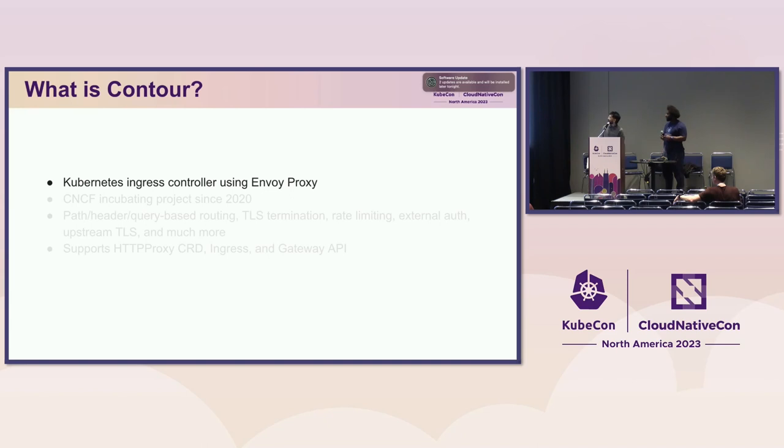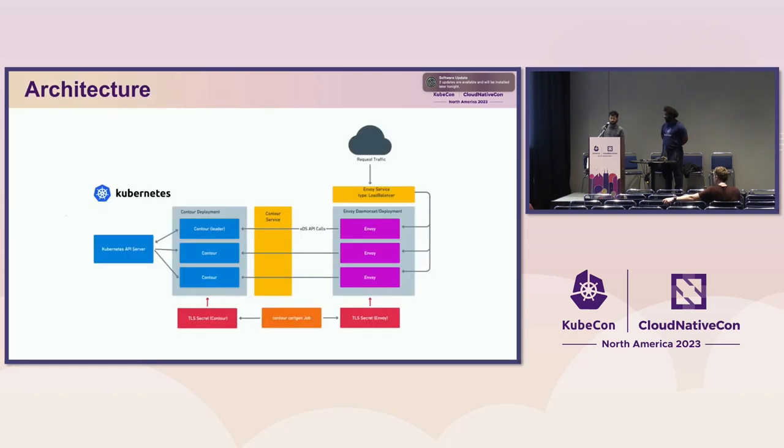All right, so let's get started off with just a little bit of background, just for anyone who's new to this space. So what is Contr? Contr is a Kubernetes ingress controller that uses Envoy. If you're not super familiar with Contr or not familiar with ingress controllers in general, here's a little diagram about generally how Contr is set up in a Kubernetes cluster.